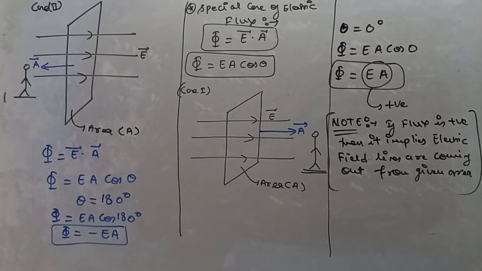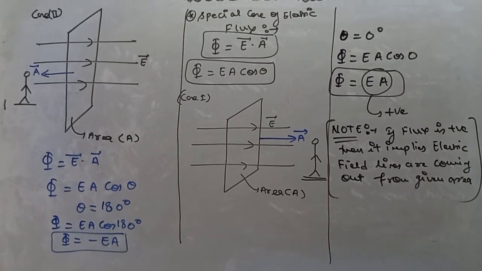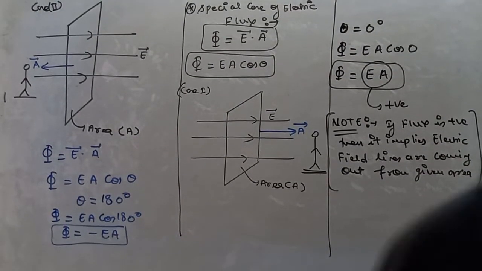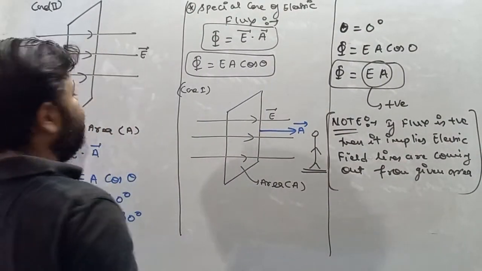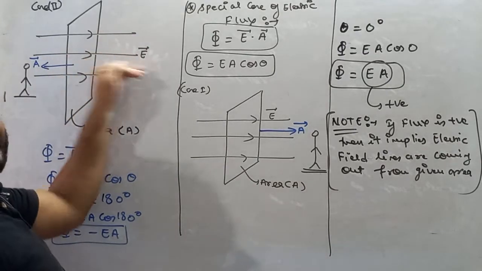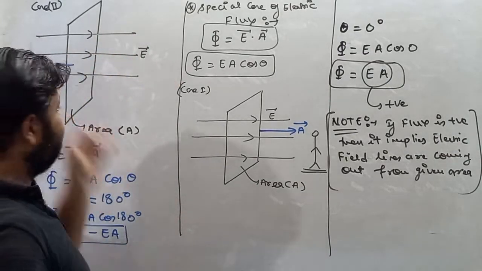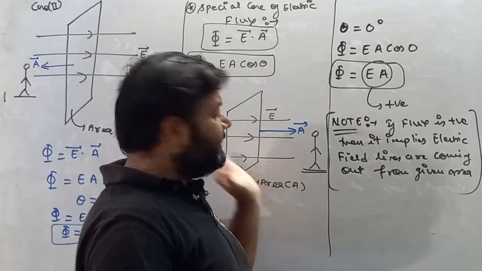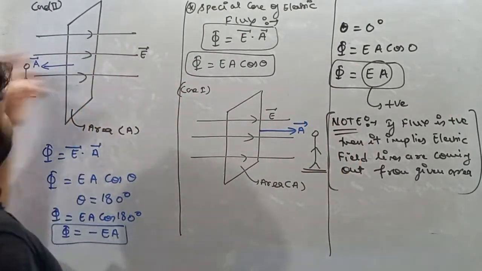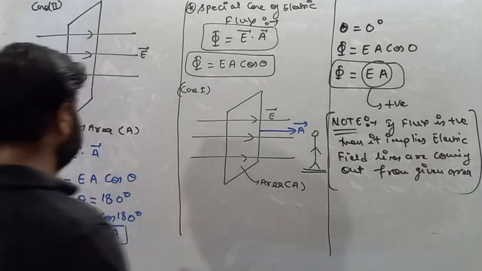So if flux is negative, then it implies the number of electric lines of force is seen with respect to the observer. Kindly identify what he'll see. He'll see that electric field lines are going towards the area. In the earlier situation, electric field lines are coming out from the area. Similarly, in this situation, electric field lines are going towards the area.